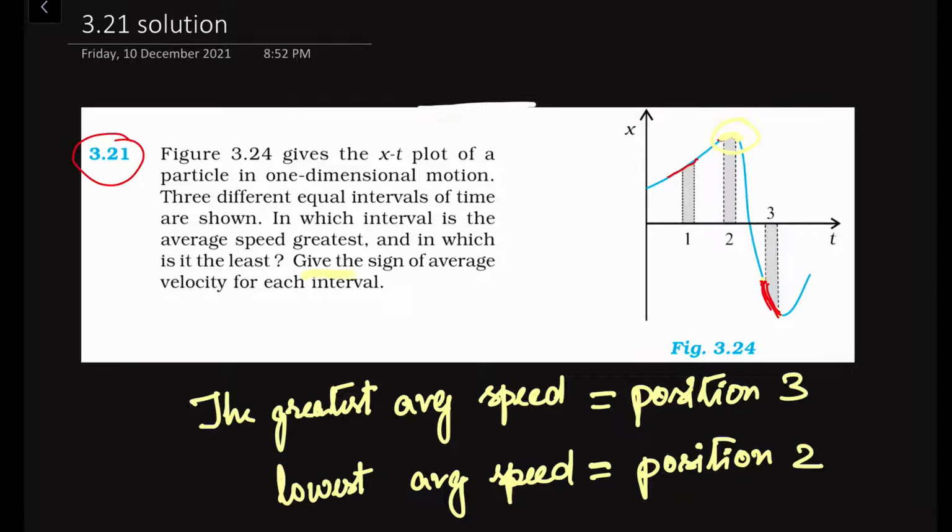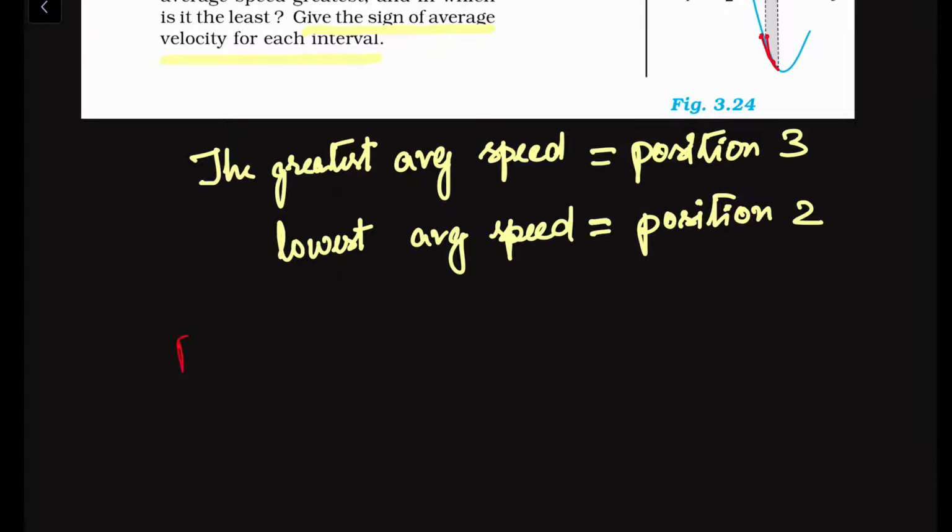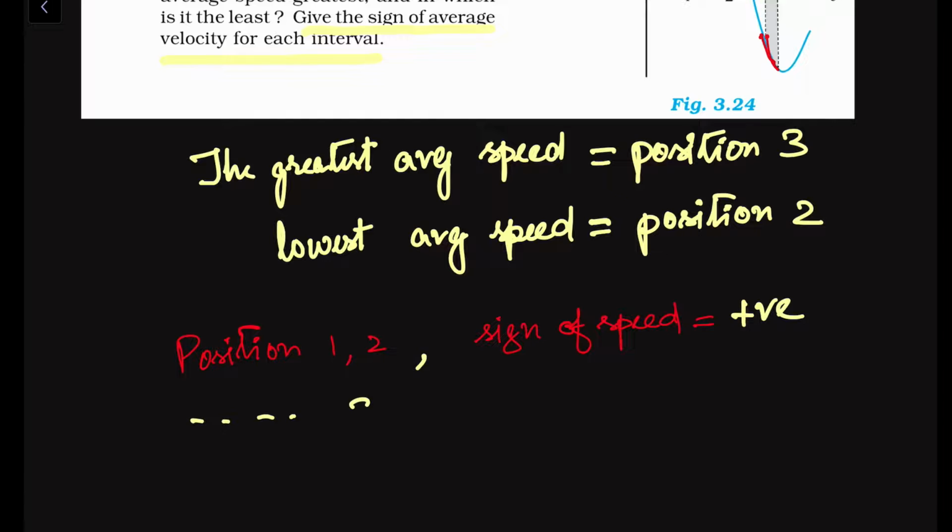Now we have to give the sign of average velocity for each time interval. When the slope is positive, its sign will be positive, and when the slope is negative, its sign will be negative. At this position we can see the slope is positive, at this position also the slope is positive, and at this position the slope is negative. So for positions 1 and 2 the sign of average velocity is positive, and for position 3 the sign is negative.